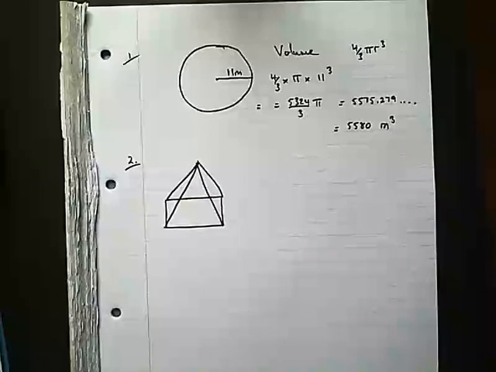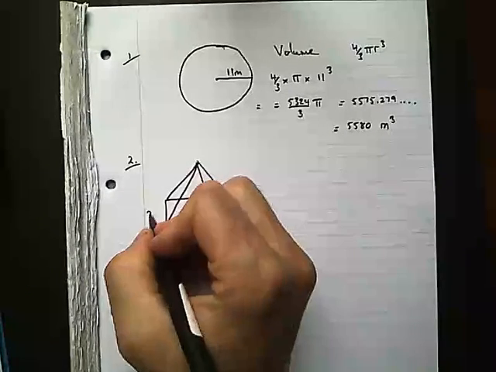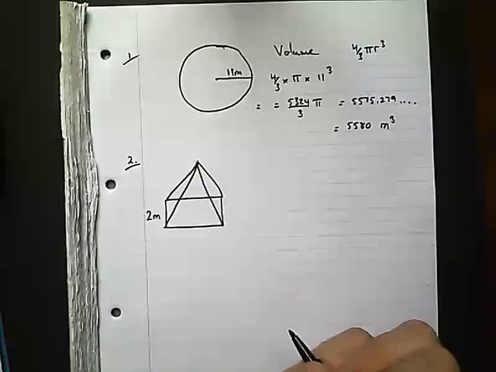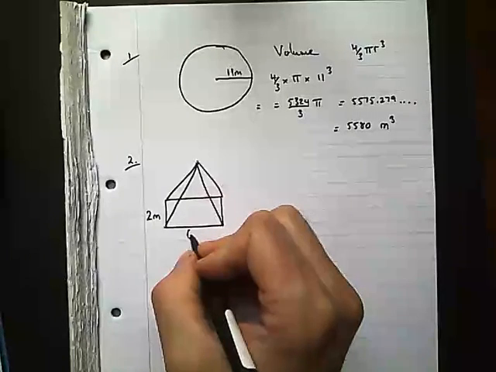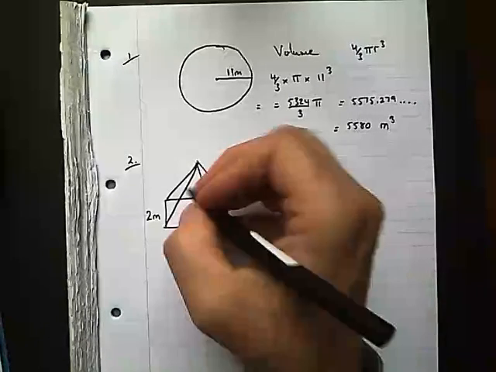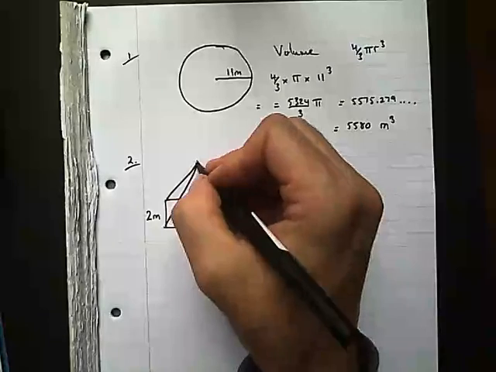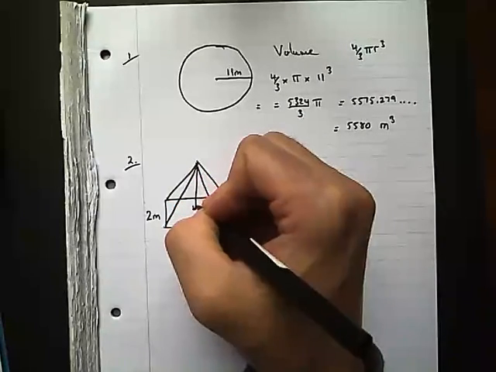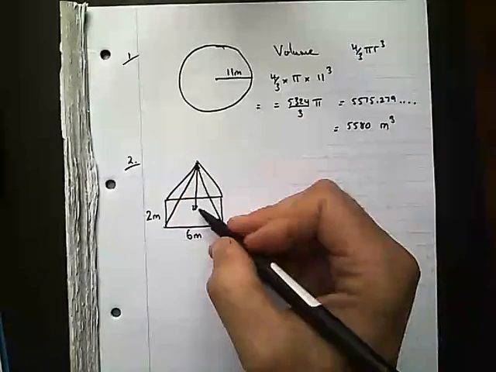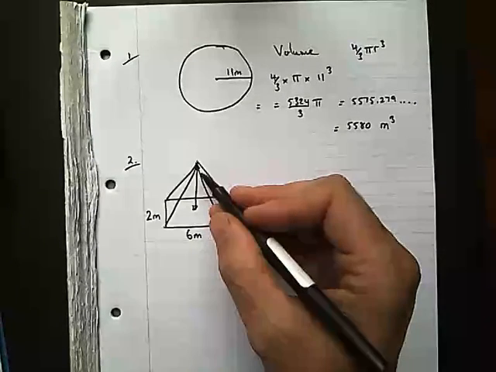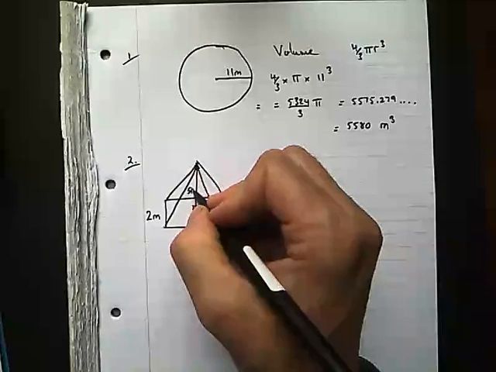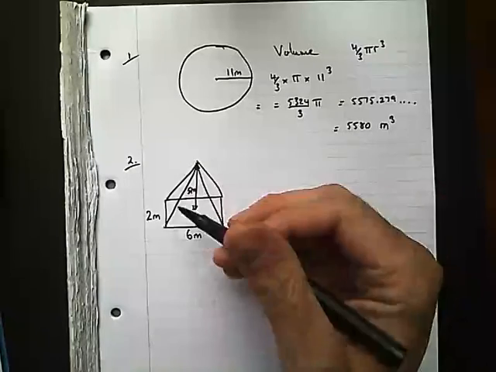Okay, what dimensions have they given me? They've told me that the short length of the base is 2 meters, the long length of the base is 6 meters, and the height, because this is a perpendicular height because it's going from the very center of the base up to the point, is 5 meters. So we've got 2 meters, 6 meters, 5 meters.